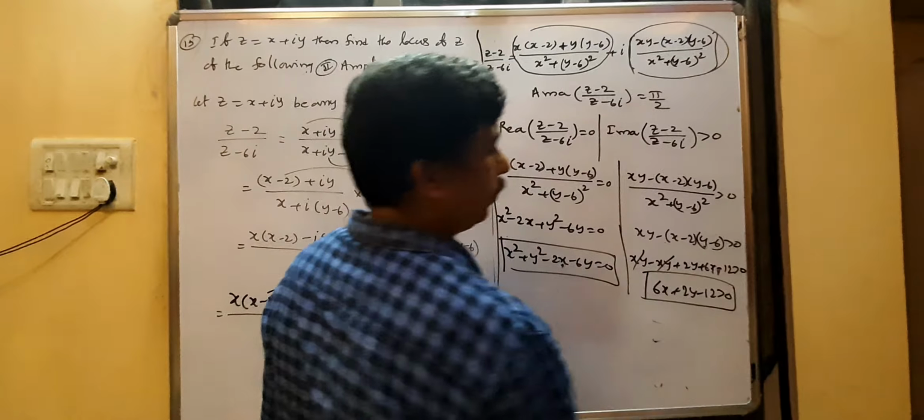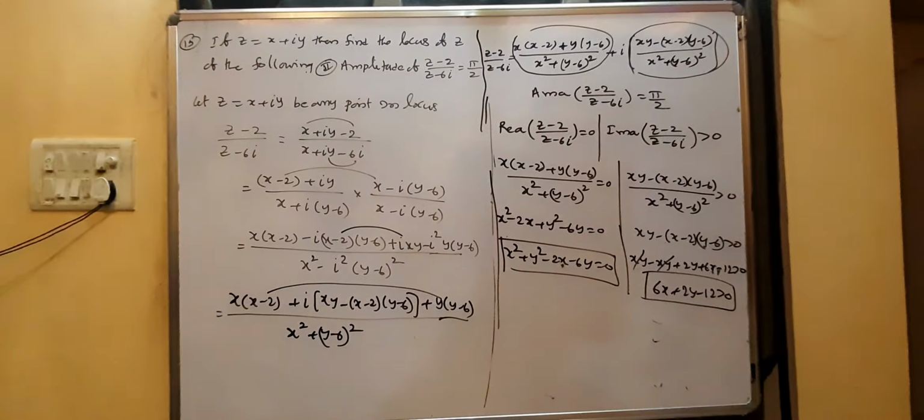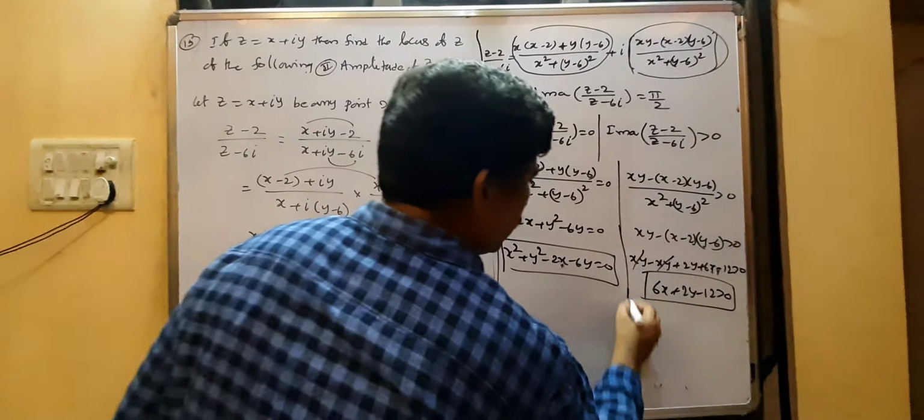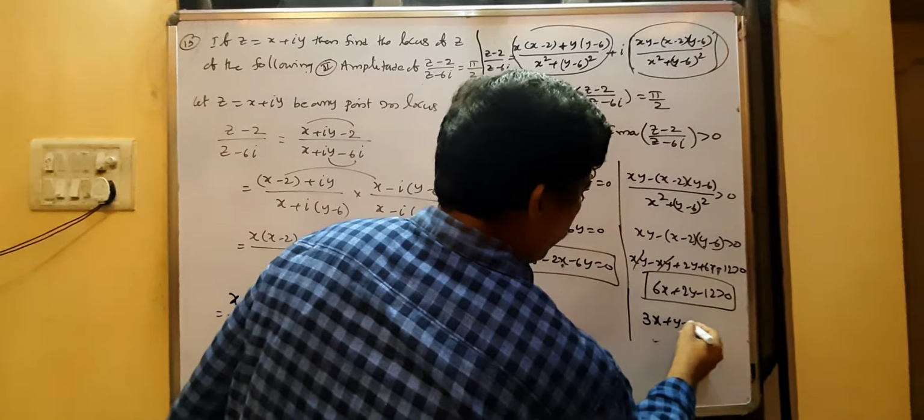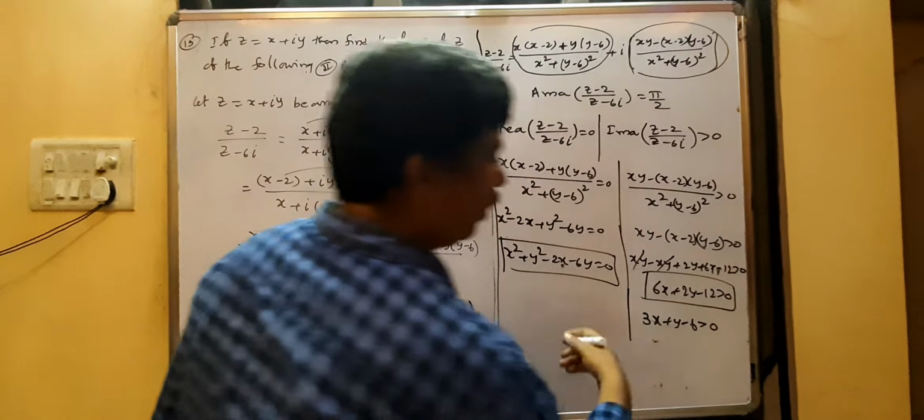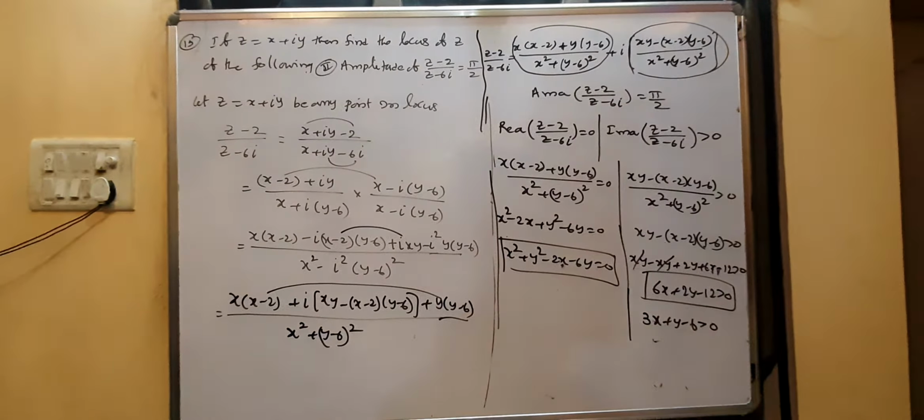This is the locus of z. Copy it. So finally we will get this is 3x plus y minus 6 greater than 0, taking 2 common. We get 3x plus y minus 6 greater than 0. Copy it. A little bit important problem, this model.